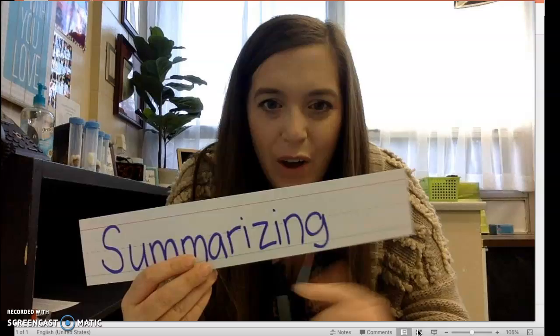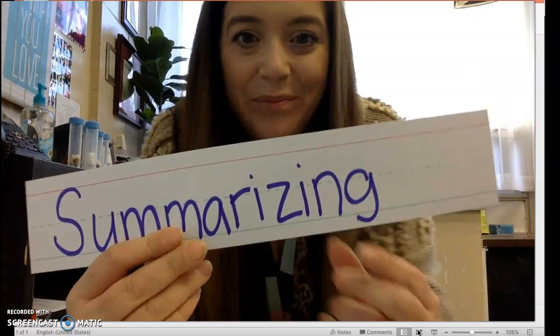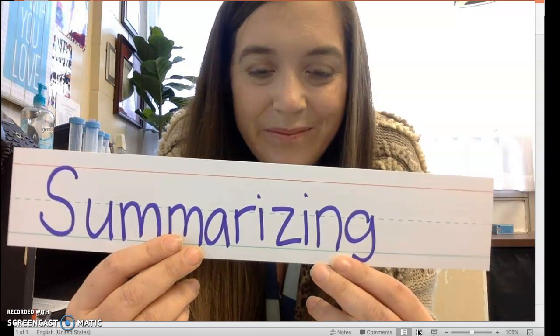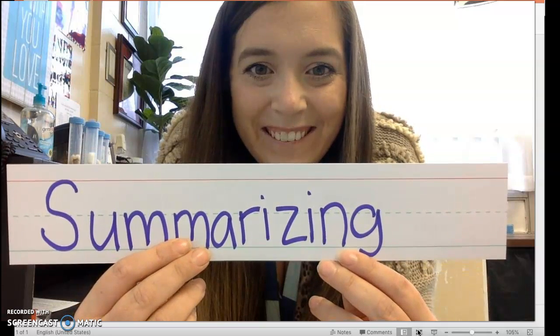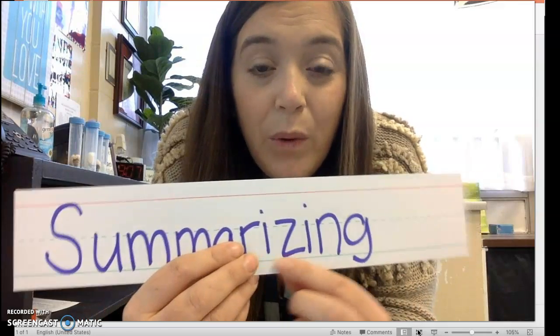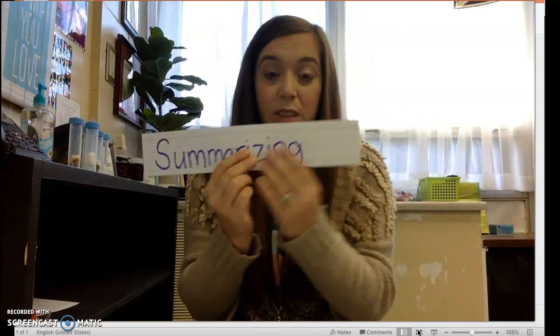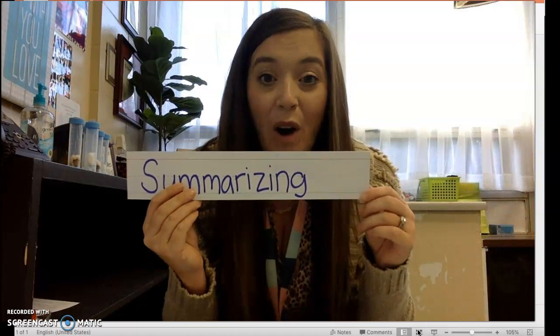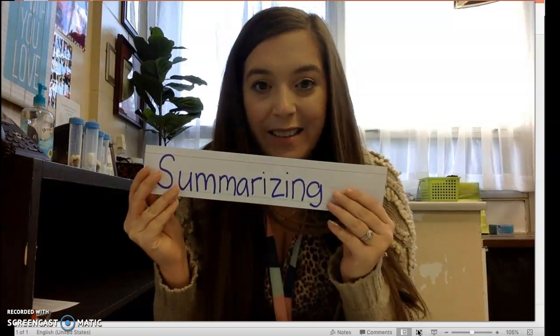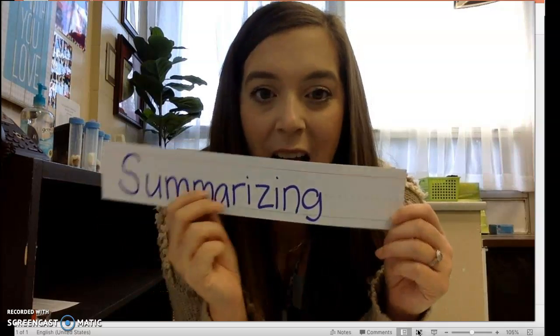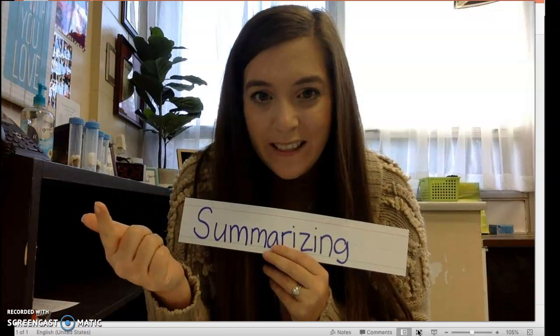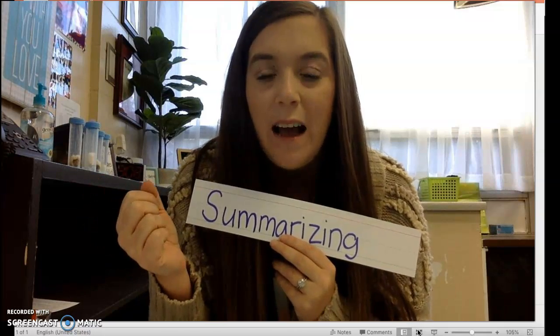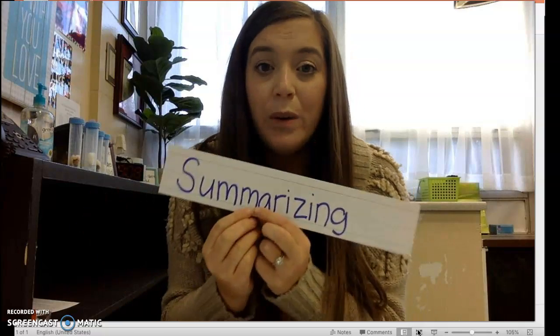Summarizing. Does anybody know what summarizing means? You're right. When you summarize something, you tell the most important parts. When you summarize a text, you tell what the text is about while only sharing what's most important. So for example, if I wanted to summarize my summer vacation, what I did over the summer, I might tell you what I did and who was there, but I wouldn't tell you small details like what I wore every day or what I ate. When you summarize, you just tell the main things.